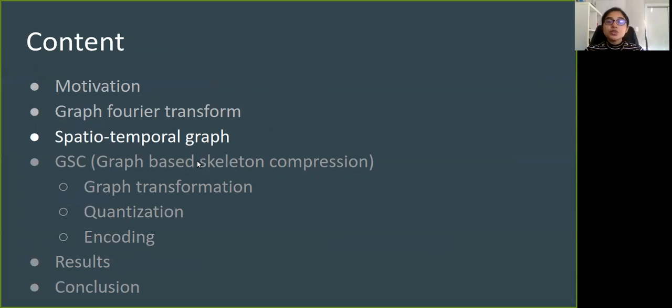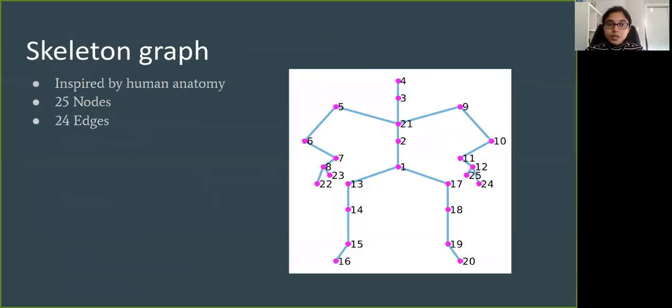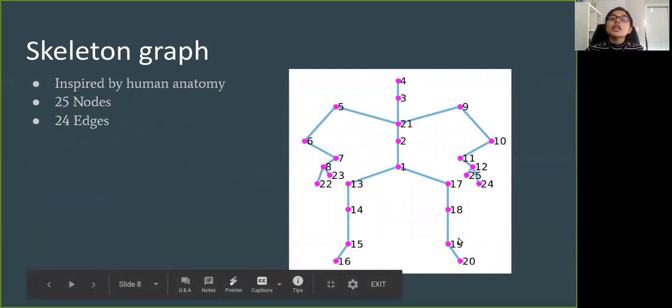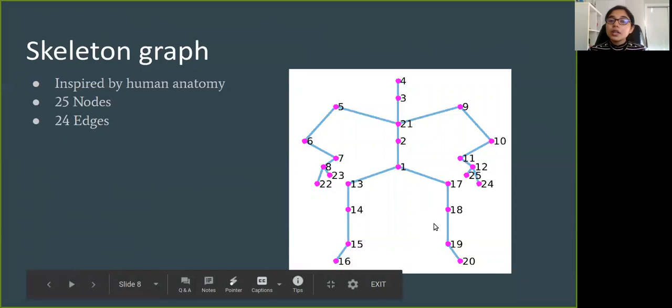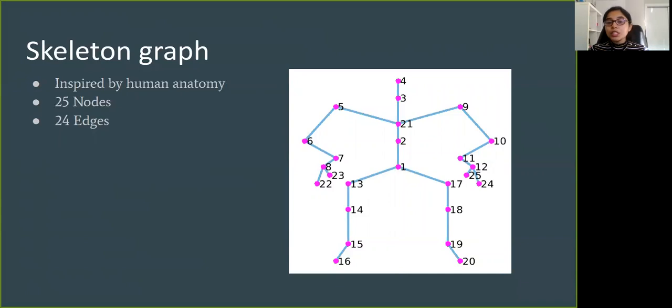Now, how we design the spatiotemporal graph. So the spatial graph, which is the skeleton graph, is inspired by the human anatomy. It has, you can see, 25 number of nodes and 24 number of edges. We are compressing the skeleton data given by Kinect, which gives you 25 joints. That's why we are using this graph. If we are compressing the skeleton data from any other devices, we have to see how many joints they are providing, and according to that, we can change our spatial skeleton graph.